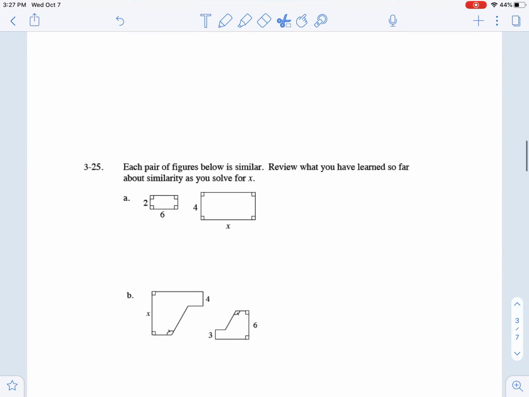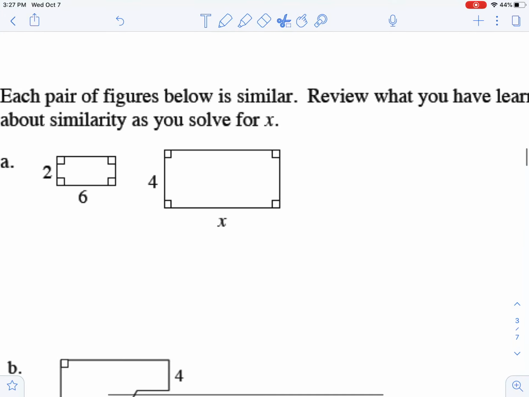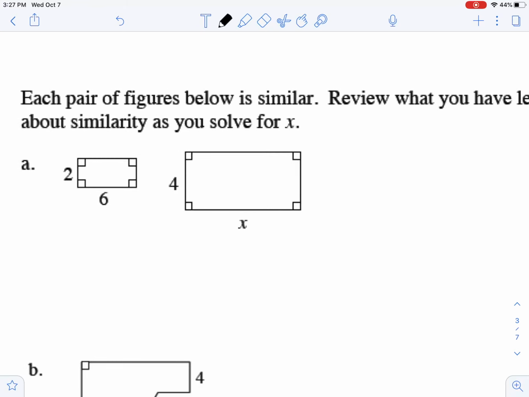So first we're going to warm up. We're going to practice writing and solving some proportions to solve for the unknowns. I'll do the first two and then I'll have you enter your answers for the second two in a minute. So I'm going to compare corresponding sides. So 2 corresponds to 4, just like 6 corresponds to x.